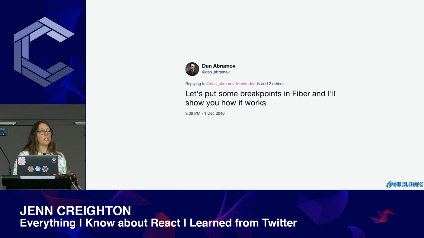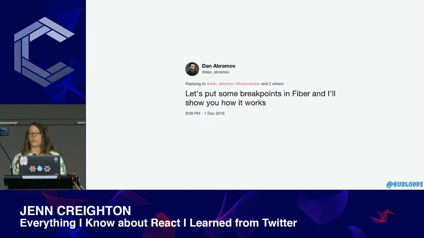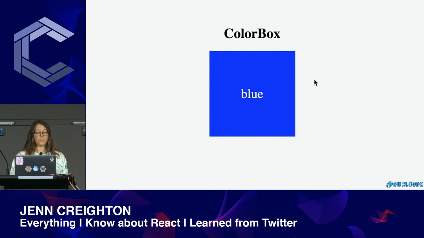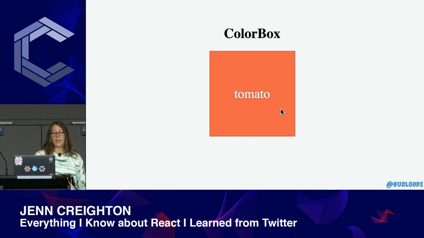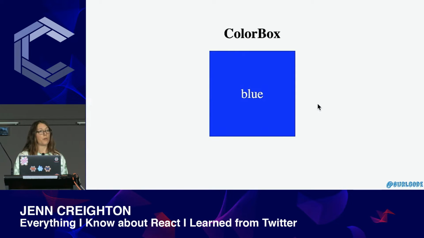Now, I was really curious about where Fibers come from, when they're created, and the best way to understand source code is with a debugger and some breakpoints. So here's a simple application that I made. It's just a box that when you click on it, it's going to toggle its background color from blue to tomato. Tomato is the best color.